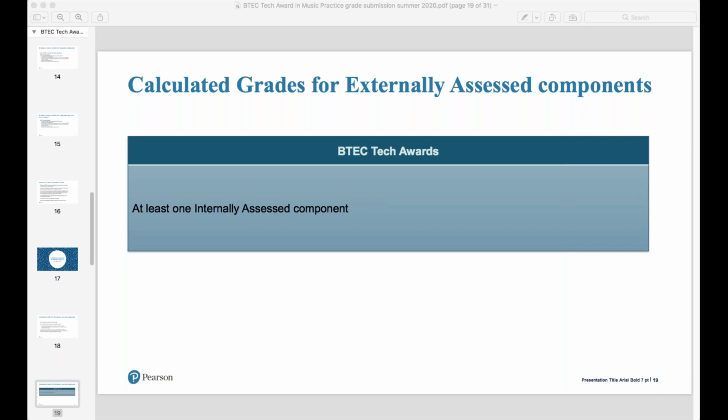And someone's asked if students were due to resub component 2 before the 31st July, would we still need to submit a calculated grade? So yes, if a resubmission falls within the window of 20th of March and 31st of July, that would be considered when it's being completed. So that would fall into the calculated, the centre assessment grade window.